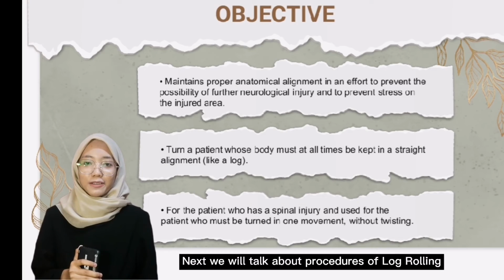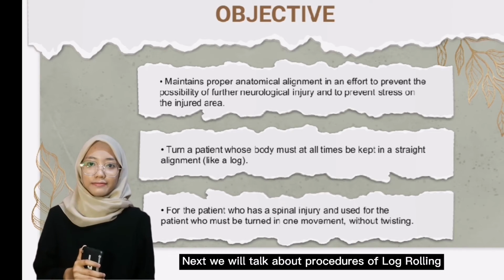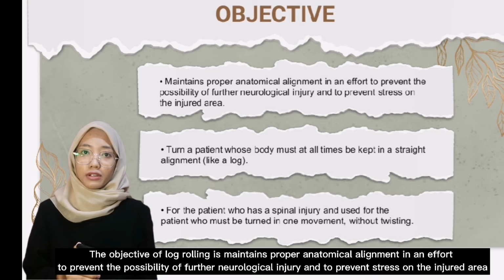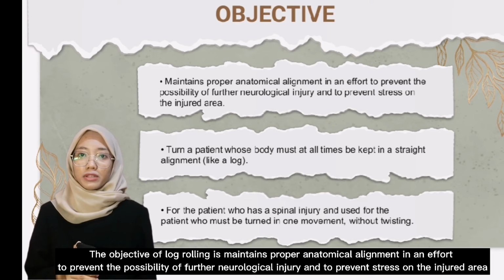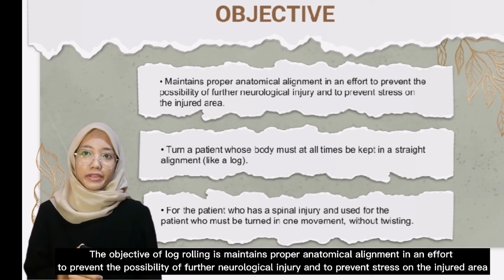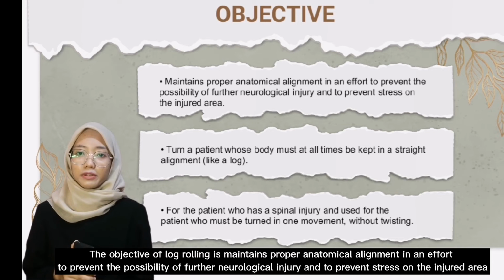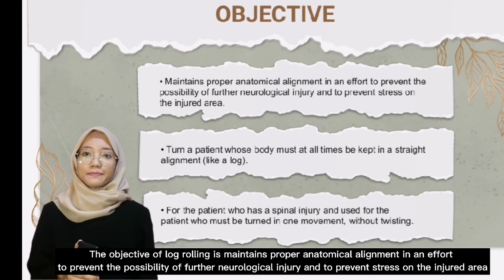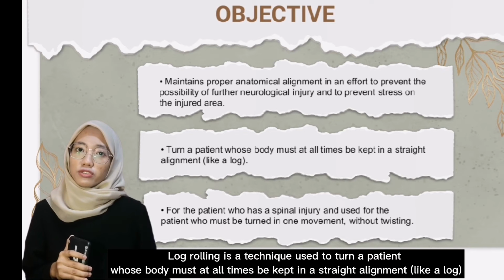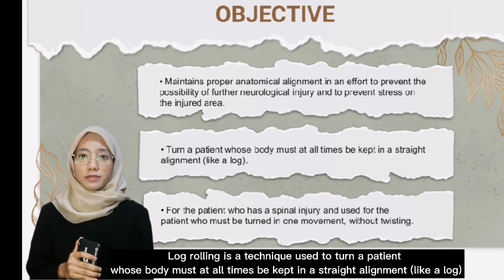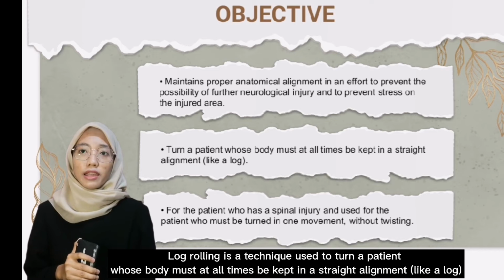Next, we will talk about the procedure of log rolling. The objective of log rolling is to maintain proper anatomical alignment in an effort to prevent the possibility of future neurological injury and to prevent stress on the injured area. Log rolling is a technique used to turn a patient whose body must at all times be kept in a straight alignment, like a log.